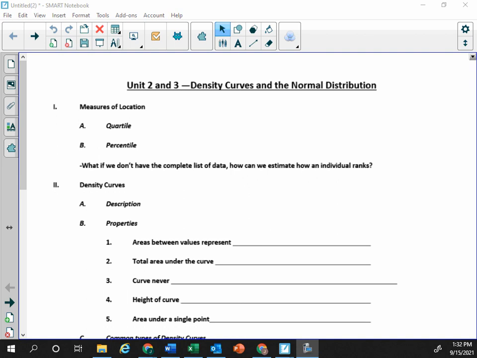All right, guys, so we're moving on, talking about density curves and then the normal distribution. That's a pretty common term that I think you've heard of, a normal distribution before. We're going to look at what that actually means today.